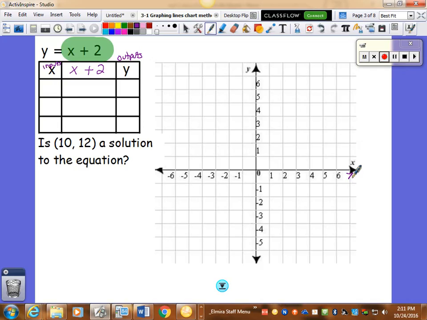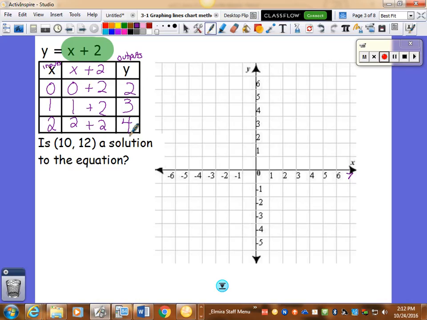Okay? So I'm going to pick small numbers that fit on the graph, and small numbers that I can do in my head easily, although you're welcome to use a calculator. So for example, 0, 1, and 2 are easy choices. Alright, so 0 plus 2 would be 2. 1 plus 2 would be 3, and 2 plus 2 would be 4.